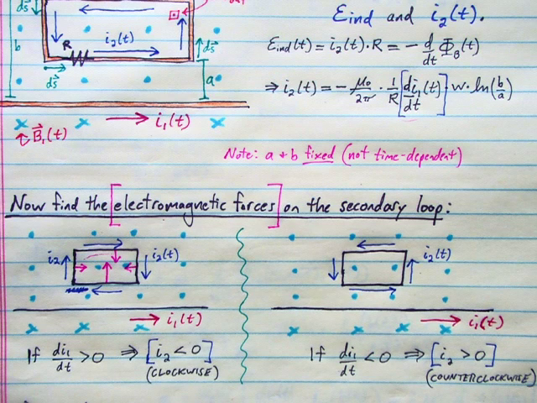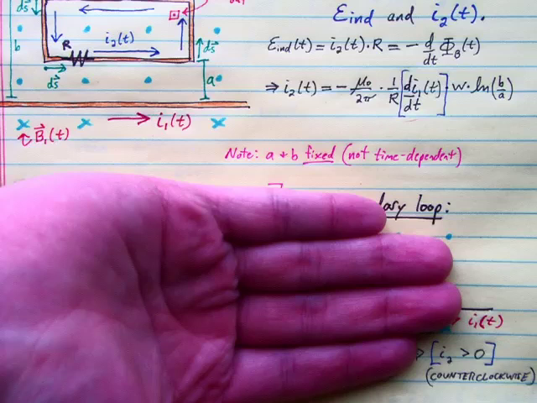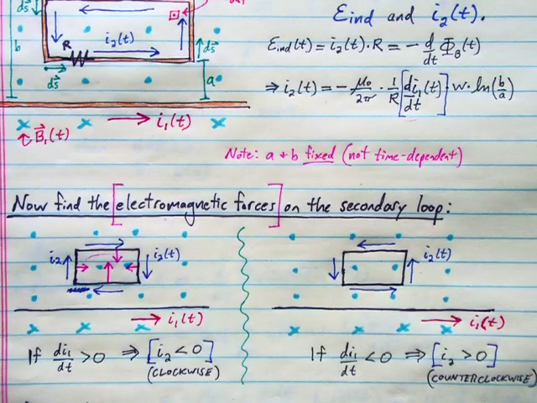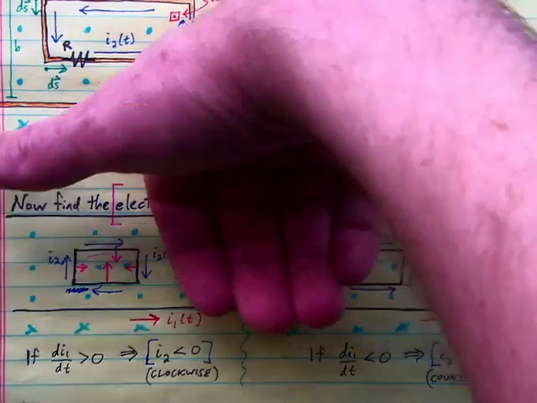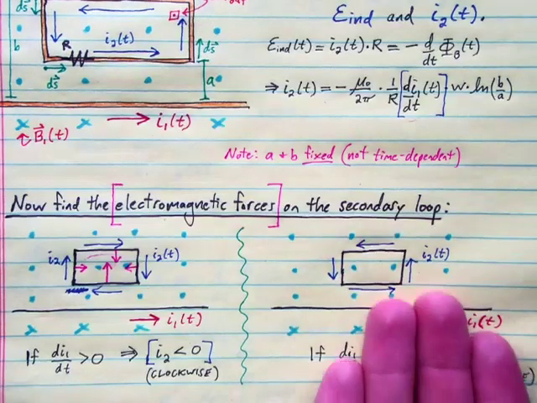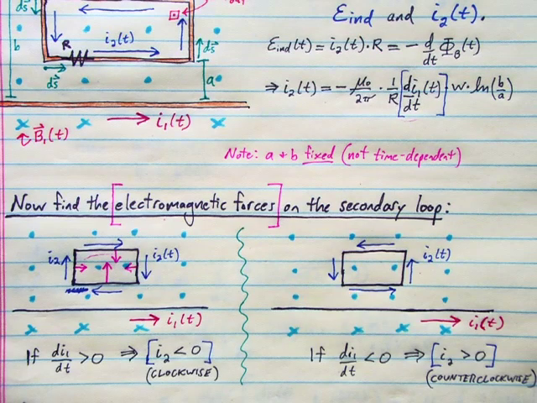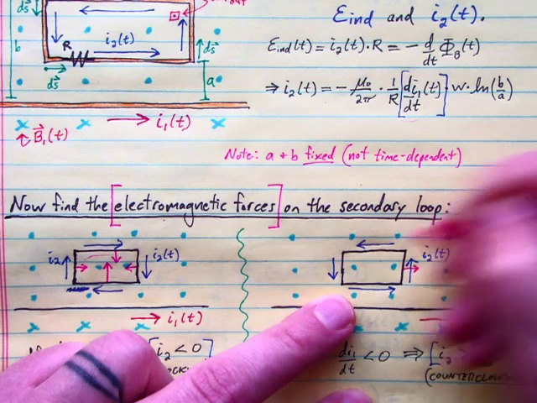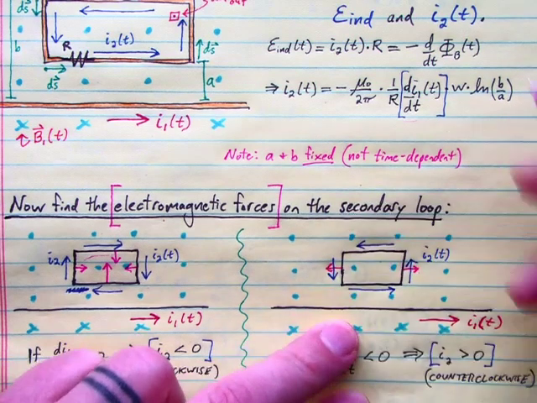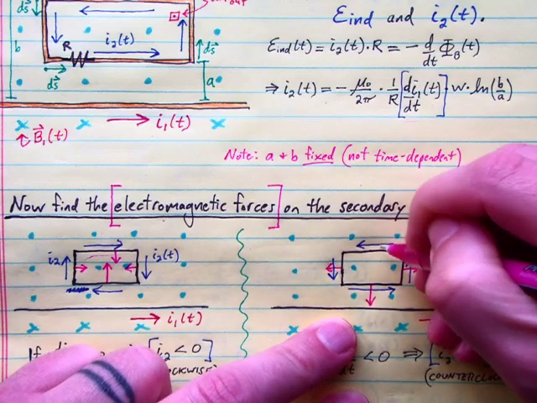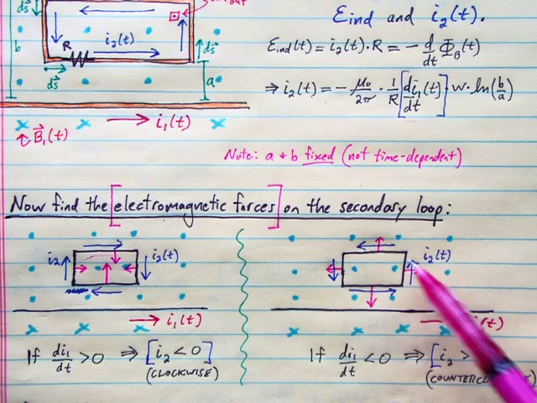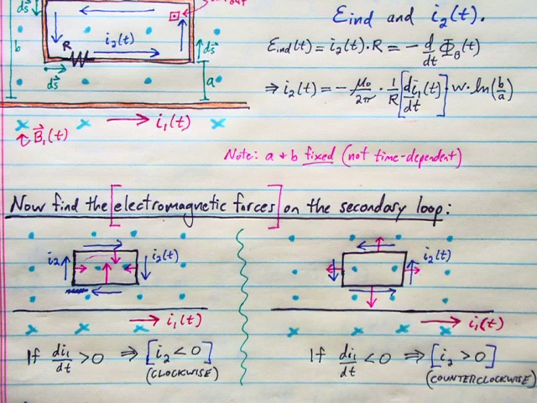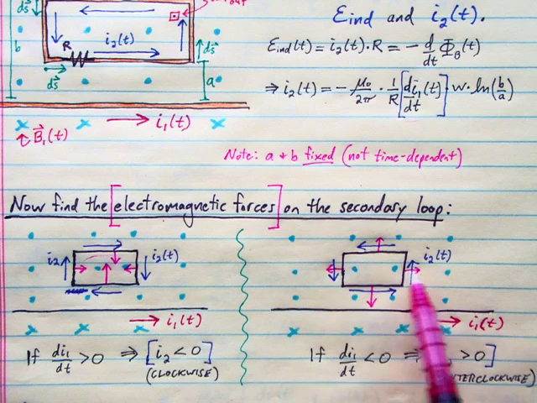And let's look at those Philb forces. On the bottom section, we would have I2, IL crossed with B, so a force downward. Top section, IL cross B, force upwards. Side sections, IL cross B, force to the left. This section, IL cross B, force to the right. So if the current in our primary is decreasing with time, then that flips the directions of all these electromagnetic forces on the sections of our secondary wire. We see the left and right segments, those forces would cancel each other out.